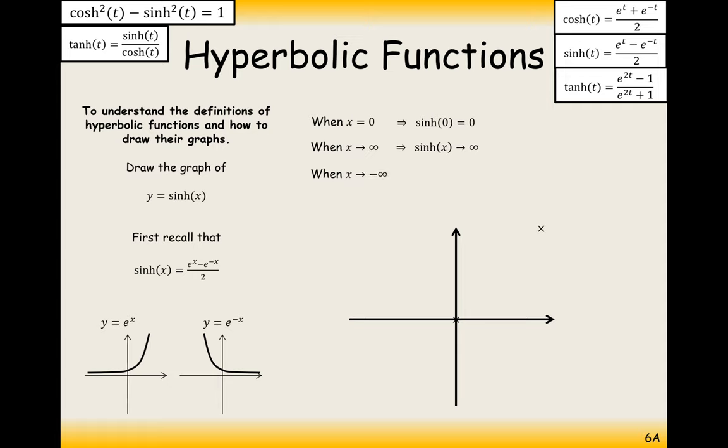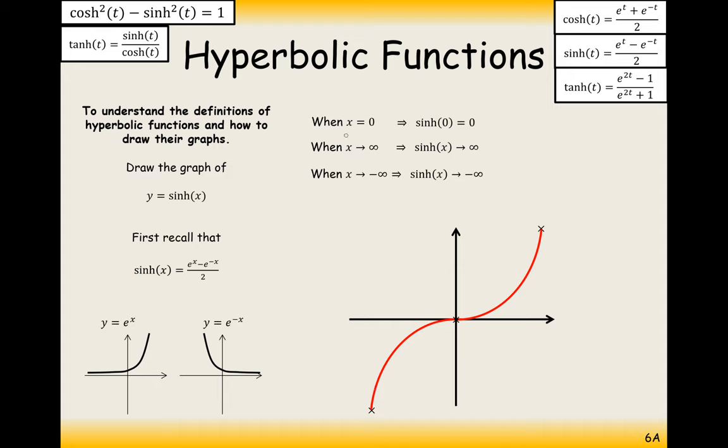When x tends towards minus infinity, then it will tend towards 0 for the e to the x graph. It will tend towards something very positive on the e to the minus x graph, but because it's got a negative sign in front of it, that will make it something very negative. Very negative divided by 2 is something very negative, or tending towards minus infinity. And then remember, we've got the rough shape of some exponential graphs here, so it's going to look roughly like that. An exponential on this side and an exponential on this side.